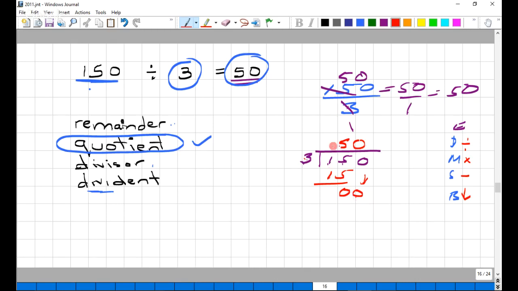So any way that we set it out, whether it is horizontally, vertically, or using the fraction frame here, we are supposed to get 50 as our answer. Is that clear? Yes, sir. Remember, with long division, we need to estimate, divide, multiply, subtract, and bring down.